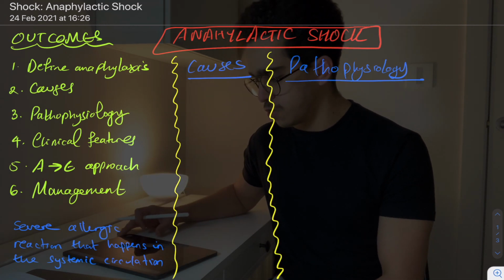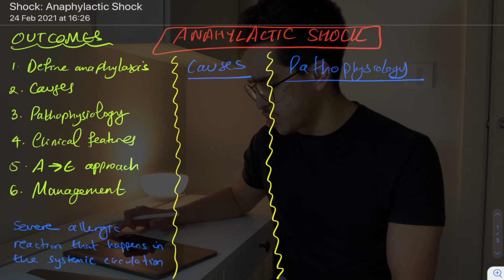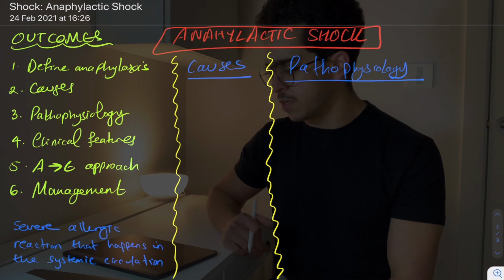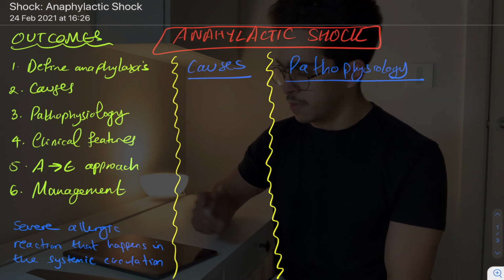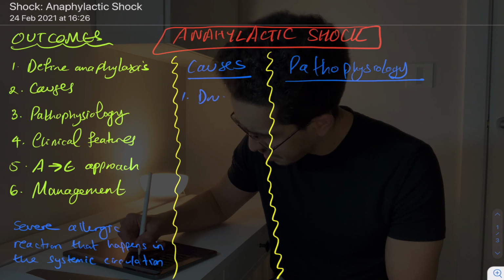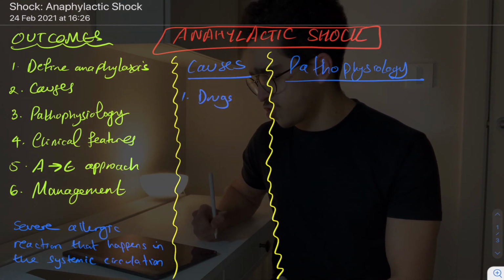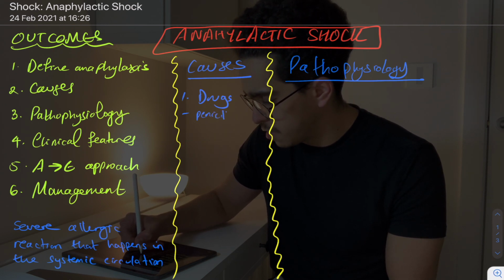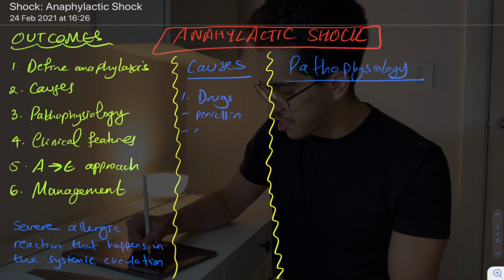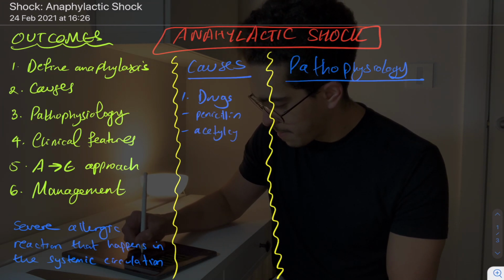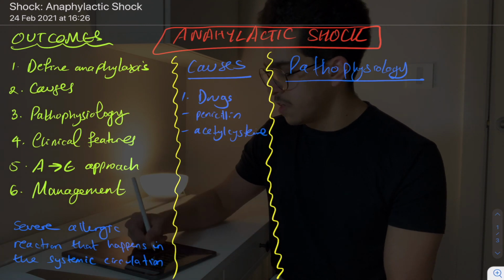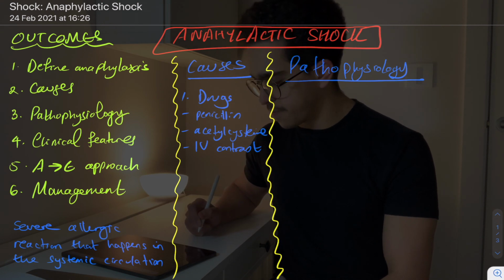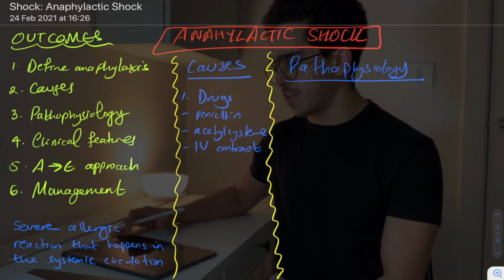Okay, so before talking about the pathophysiology of an anaphylactic shock, let's go through the causes of an anaphylactic shock. So what can cause an anaphylactic shock? Some drugs can cause an anaphylactic shock. Like what? Like penicillin. What else? Acetylcysteine. What else? IV contrast. People who are allergic to these drugs can potentially get an anaphylactic shock.